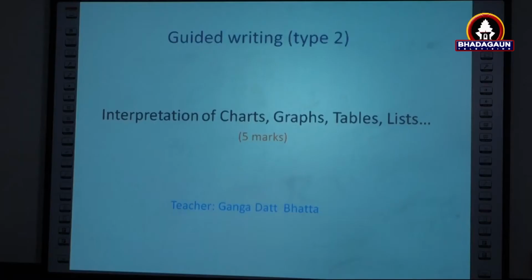Again, today we are going to deal with guided writing type 2. The topic is interpretation of charts, graphs, table, list, or we say interpretation of para-orthographic text, which contains 5 marks. Today we are dealing with this problem and we will write the answers and we will discuss on this topic. Hope everybody will find this topic very useful and very important for your SEE preparation as well.